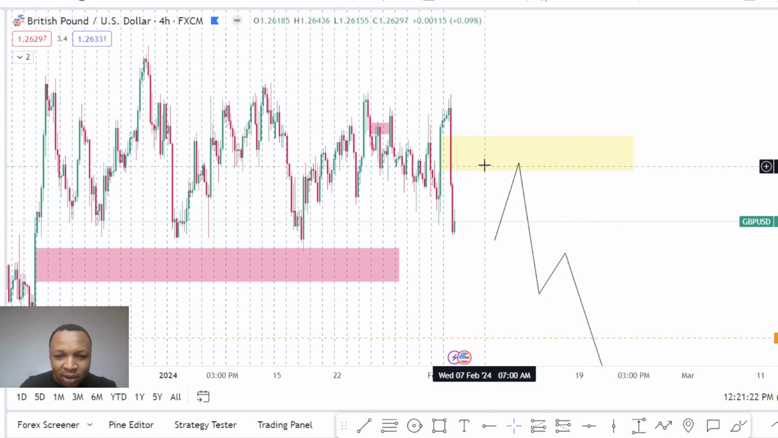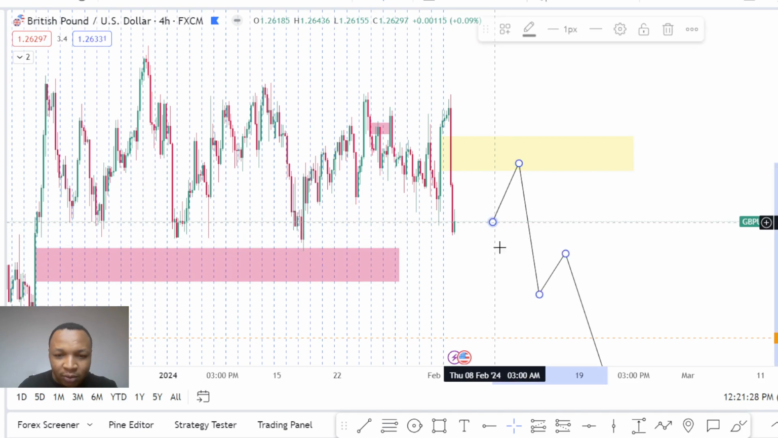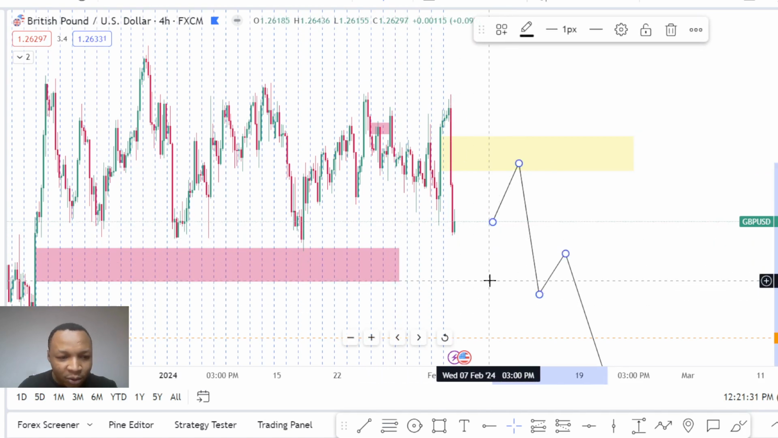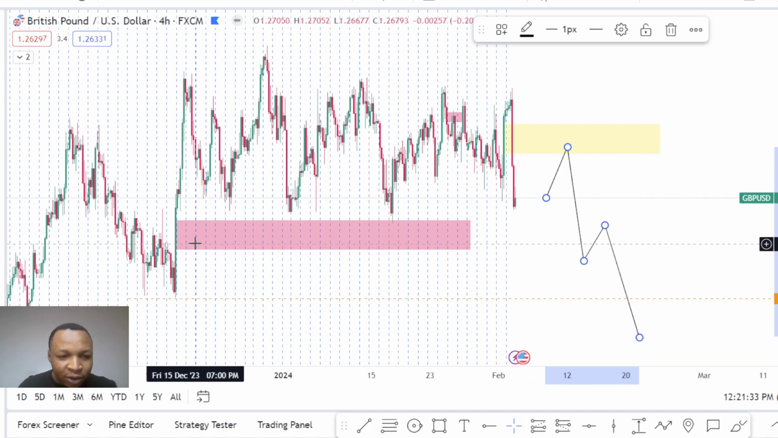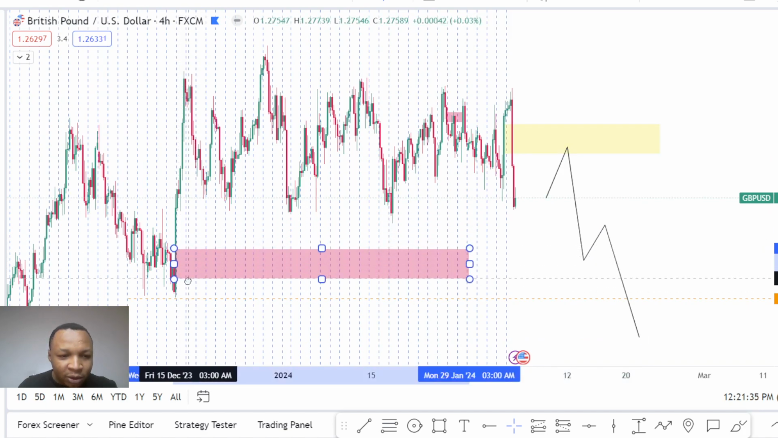So I want to see it retest this level right here. Okay, after a brief retest to this level, then I would want to see it continuing its move downwards and coming back to this level because of this order block that is right here.